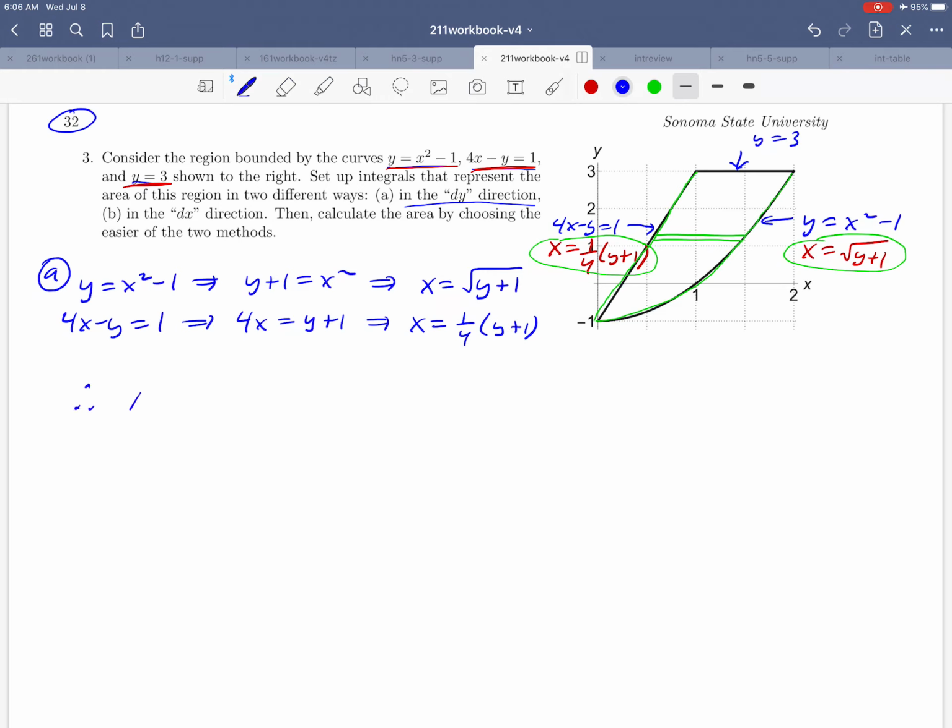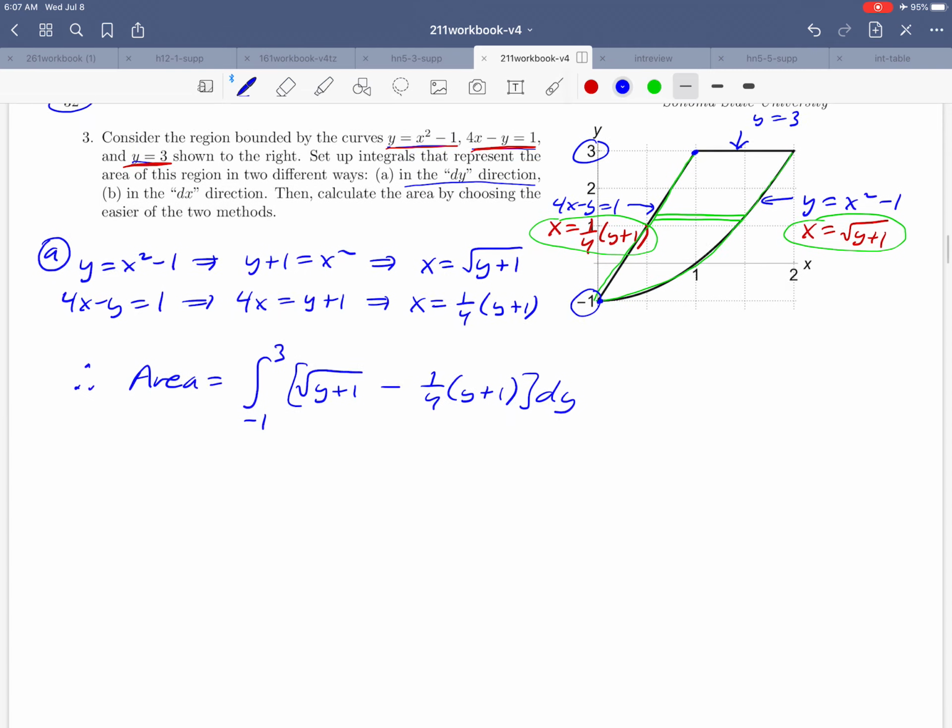So when we set up the area in the dy direction, we're just going to integrate the square root of y plus 1 that's on the right minus the 1/4 y plus 1 that's on the left. What would the limits of integration be here? We're integrating with respect to y, so our limits should be y values. If you look at the picture, the y value at the bottom of our region is minus 1, and the y value at the top of our region is 3, so those should be our limits. That's the answer to part A, an integral that would give the area that we're talking about.